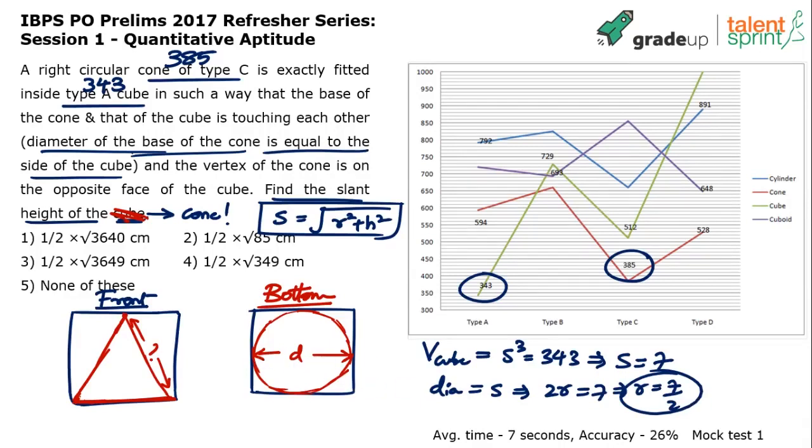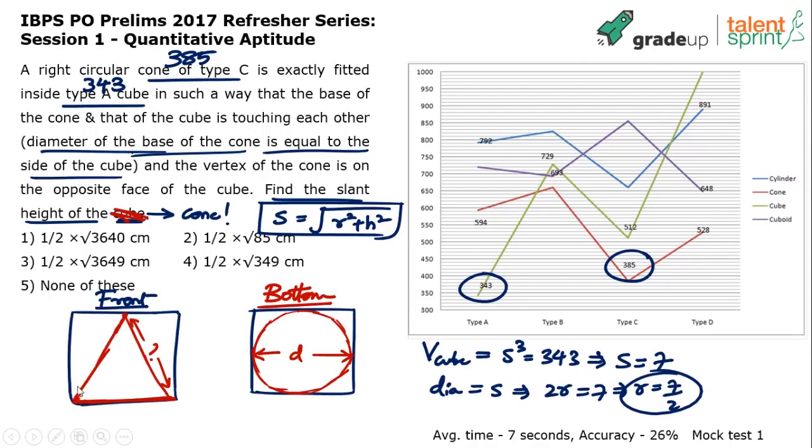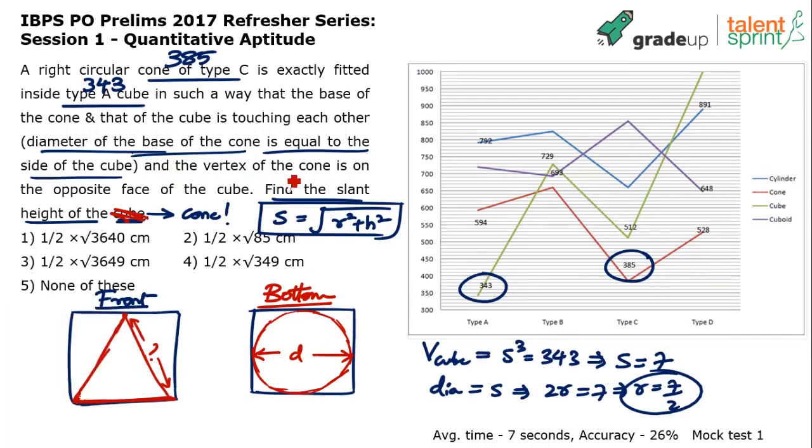What will be the height? Radius we have already got. What is the height? Easy. Very clearly, the question does not tell us that the height of the cone is equal to the height of the cube, but it tells us that the vertex of the cone is on the opposite face of the cube. So if you observe, this is the height h of the cone. This is the radius r, which we have already calculated, 7 by 2.